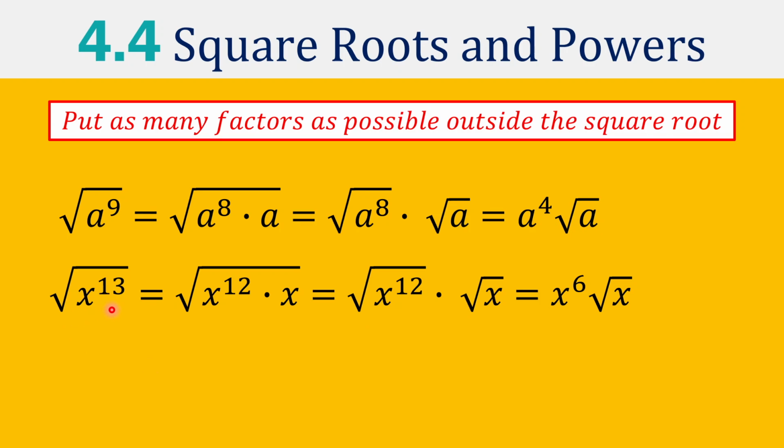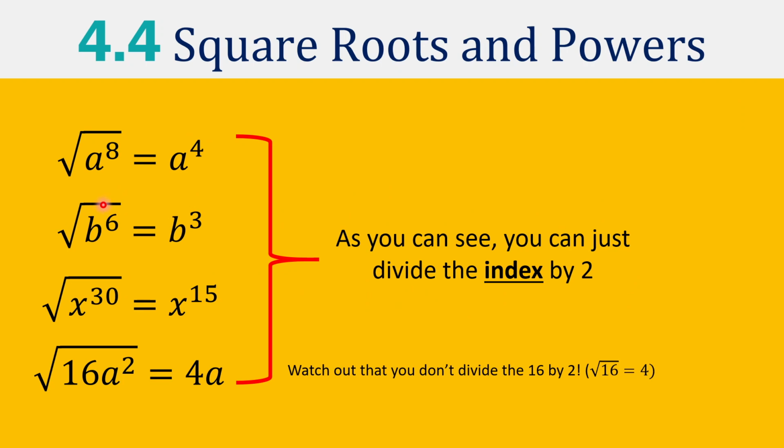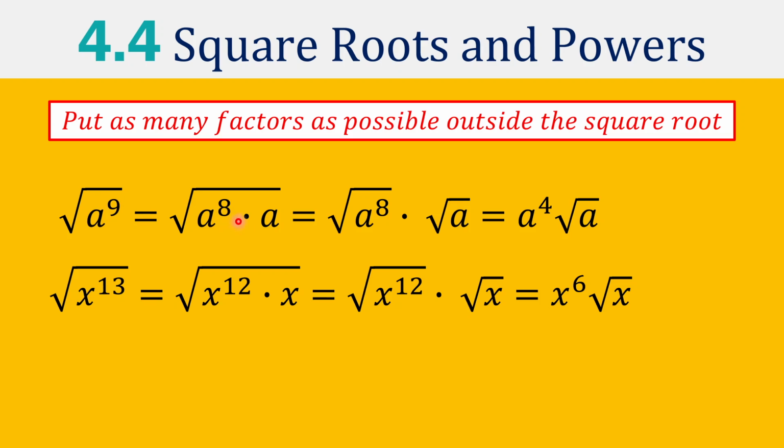Here, with x to the power of 13, split one x off of the others, giving me an even number here, which I can divide by 2, gives me x to the power of 6, root x. So don't write down x to the power of 6.5, which technically is correct, but we will discuss that later on. Instead, I want you to write it like this: x to the power of 6 root x, a to the power of 4 root a. And the splitting you only do when your exponent is odd, right? Because if it's even, you just divide it by 2 and you're done. If it's not even, you first have to split one letter off.